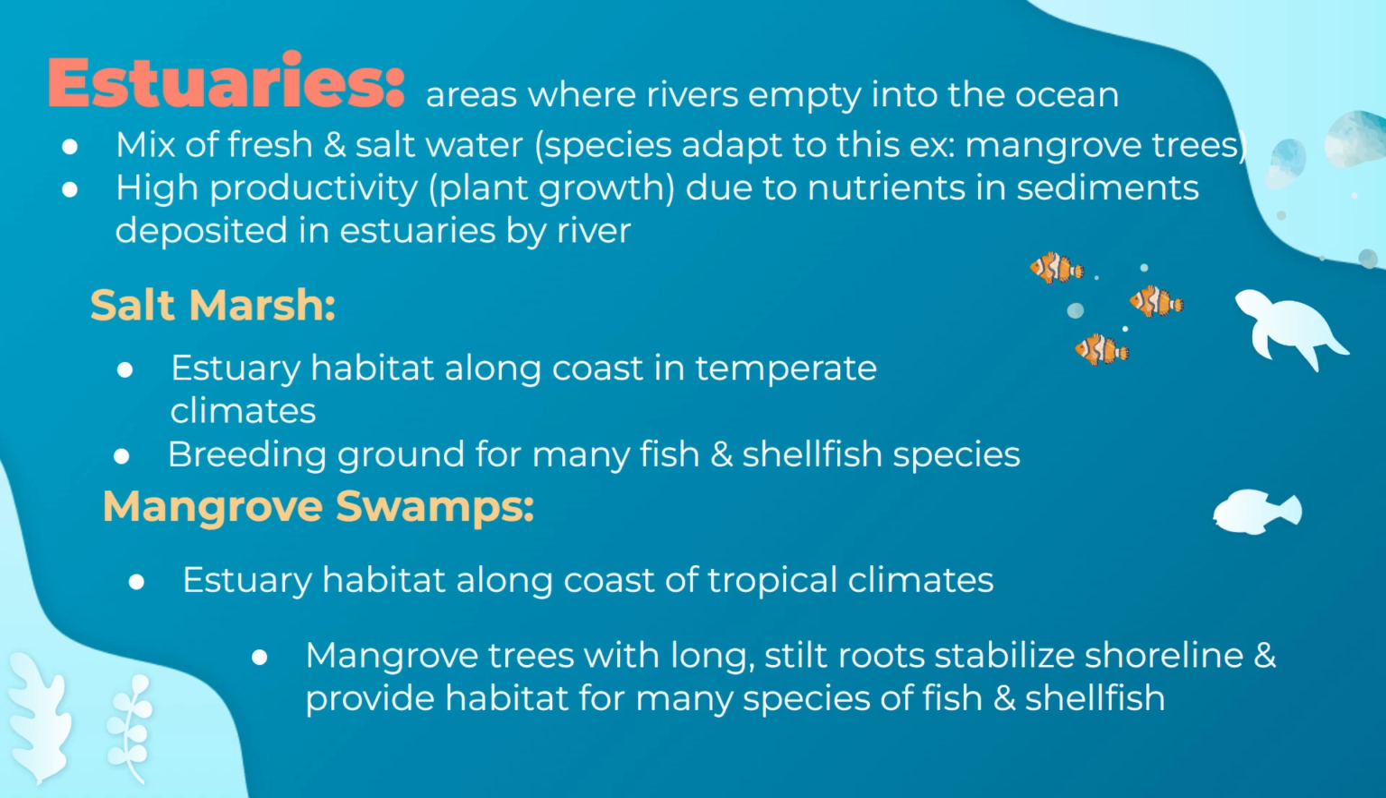One type of estuary is a salt marsh. These are estuary habitats found along the coast of temperate climates, and they're going to be really important breeding grounds for a ton of different fish and shellfish species. Organisms will swim into the salt marsh, lay their eggs, which will hatch, and then they'll swim back out in the ocean and live the rest of their life.